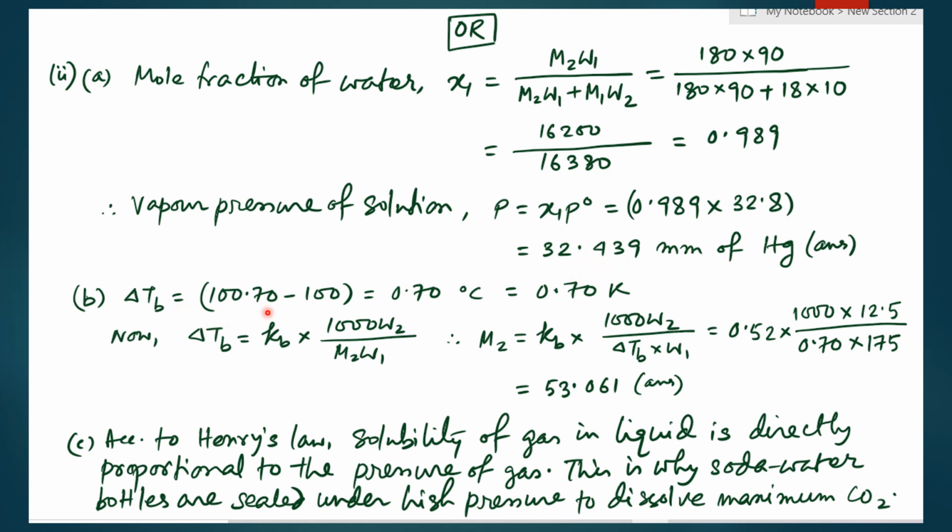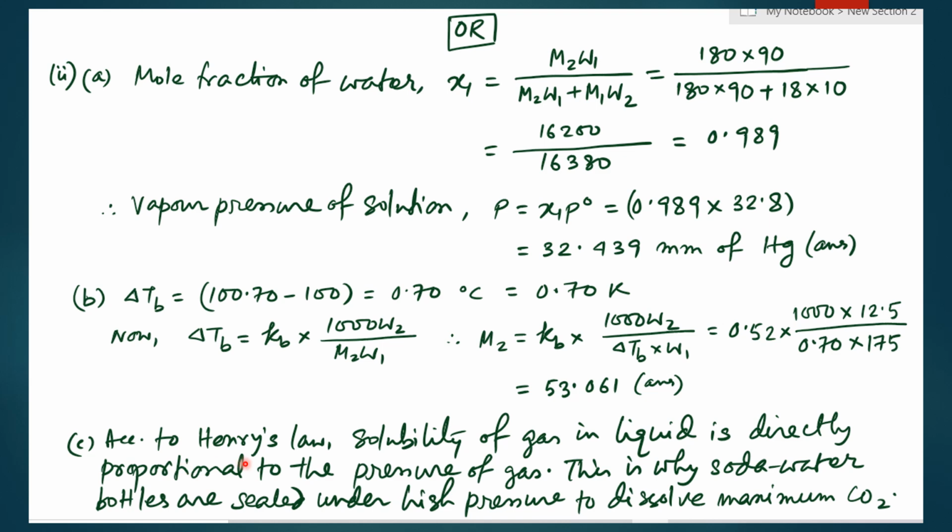In this question, the elevation in boiling point is 0.70 degrees centigrade. Now here a very important point: since it is a difference of temperature, degree centigrade and Kelvin will give you the same value. You don't need to add 273 since it is a difference of two temperatures. So the delta TB is 0.70 Kelvin, and then put the formula delta TB equals Kb into 1000 W2 by M2 W1. This is nothing but the molality. It is clearly written in the question that it is a non-electrolyte, so i equals 1. So you don't need to write i, and the final answer coming is 53.061, the molecular weight.